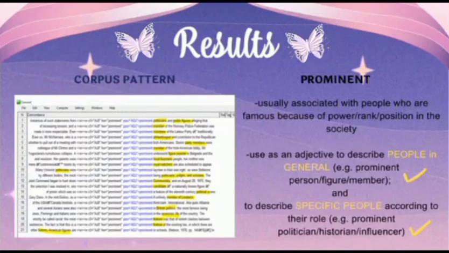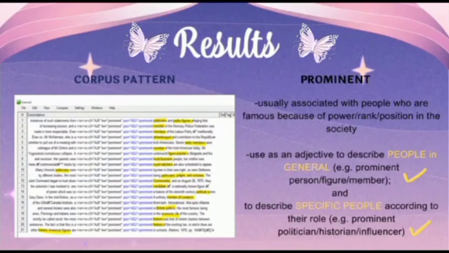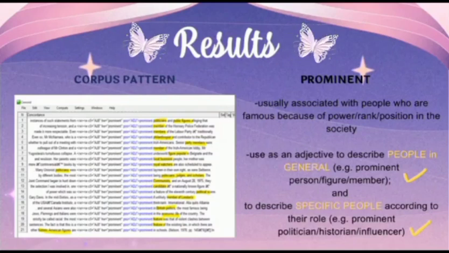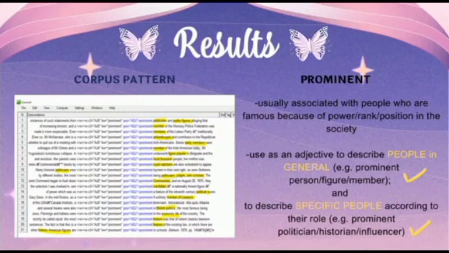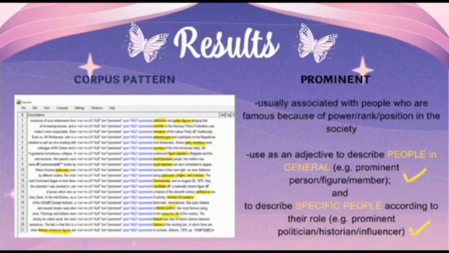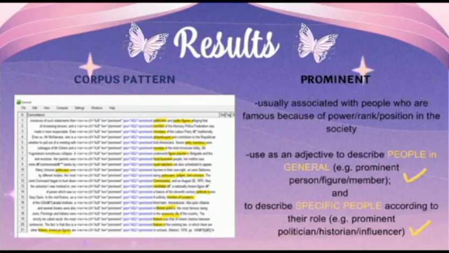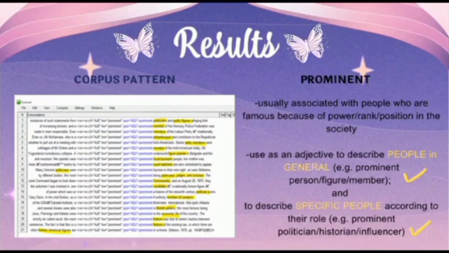After analyzing the pattern of prominent in the BNC corpus, it shows that prominent is commonly used to describe people who are famous because of power, position, rank in society. Grammatically, it can be used to describe people in general, as in prominent person, prominent figure, as well as to describe specific people according to their role, as in prominent politician, historian, or influencer.